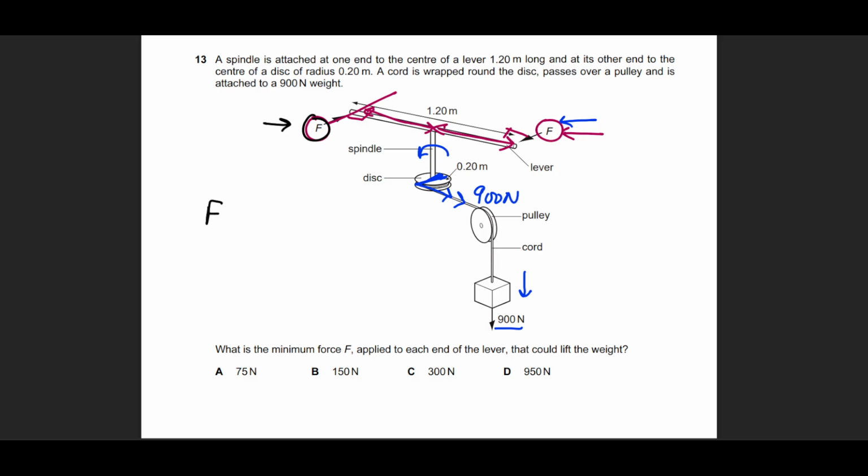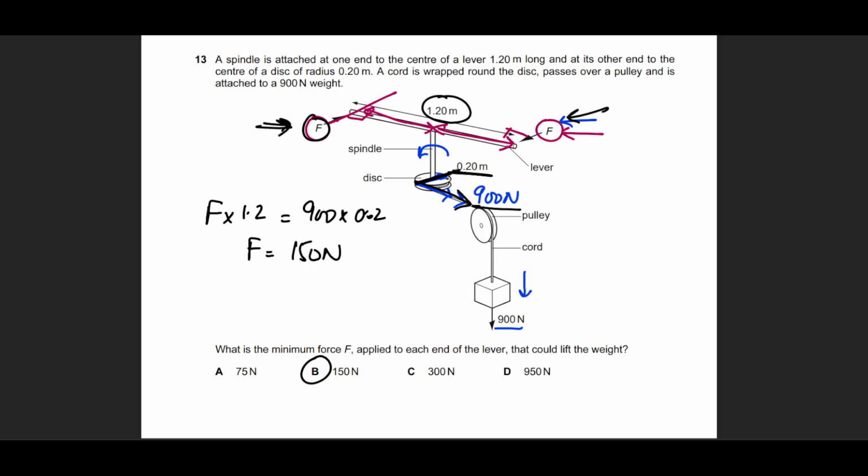So F multiplied by 1.2, the distance between them, again you can split this, but it wouldn't make any difference, is being balanced by, or is being held back by, this force F and its perpendicular distance up to the pivot, which is 0.2. So 900 multiplied by 0.2, we get F as 150 newtons. So 150 newtons of force should be applied from both sides, otherwise this will fall down.